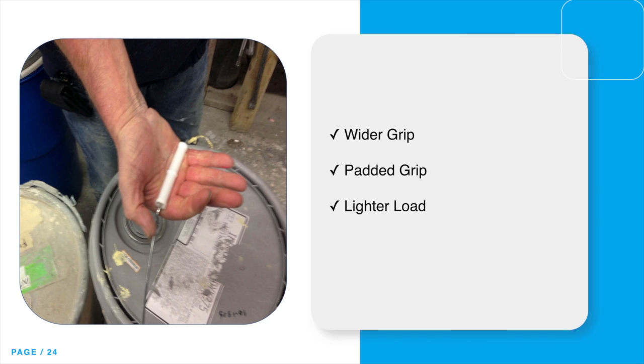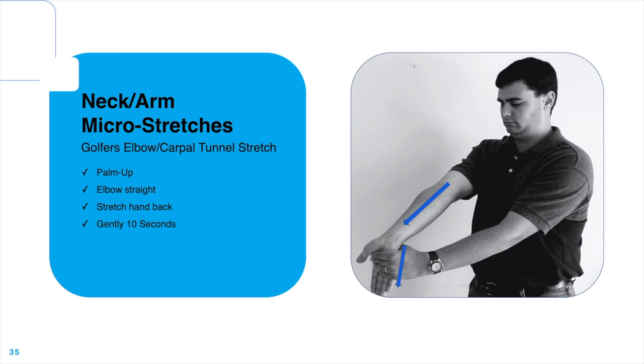Microstretching can also be especially important where ergonomics cannot be adequately improved. The microstretch that seeks to reduce carpal tunnel syndrome risk is the same one we described for golfer's elbow, as this stretch will affect those muscles and tendons that contribute to both golfer's elbow and carpal tunnel syndrome.